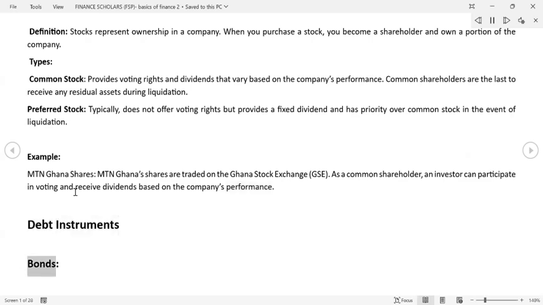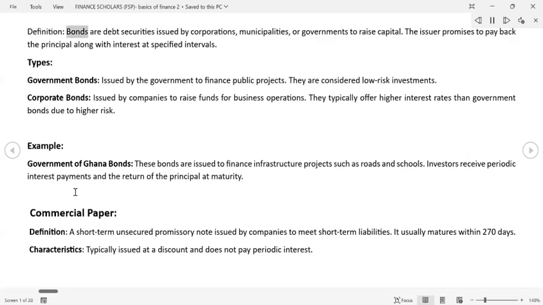Debt instruments. Bonds. Definition. Bonds are debt securities issued by corporations, municipalities, or governments to raise capital. The issuer promises to pay back the principal along with interest at specified intervals. Types. Government bonds, issued by the government to finance public projects. They are considered low-risk investments.